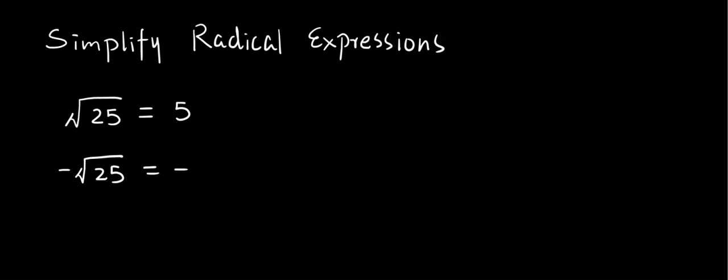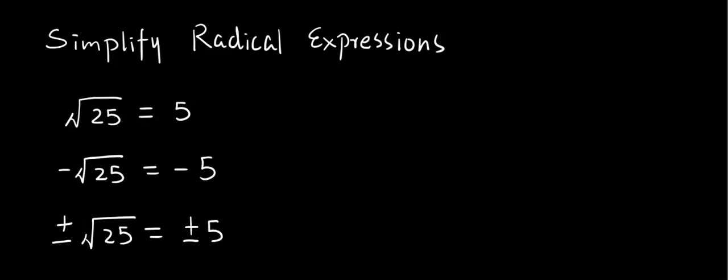Welcome to Algebra Practice. Topic is how to simplify radical expressions. A while ago, you learned how to do this. You say it is 5. You also know how to do this. Negative square root 25. That's negative 5. When you are given positive negative square root 25, you say it's positive negative 5.